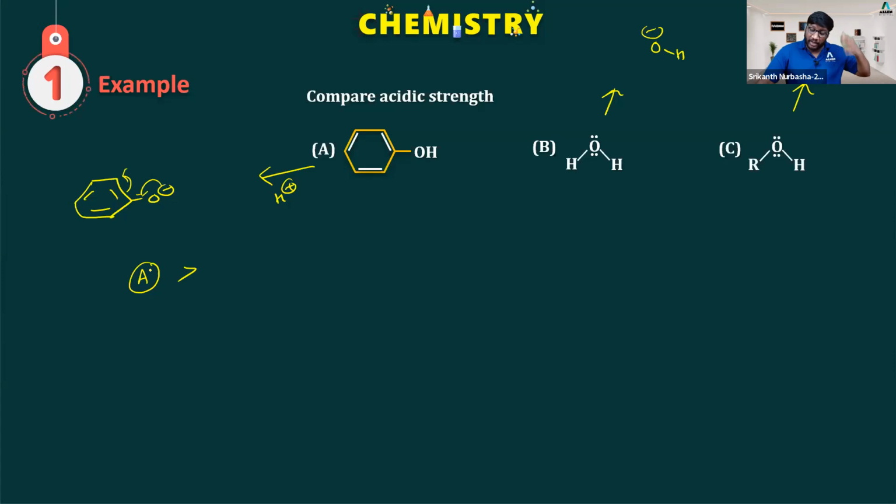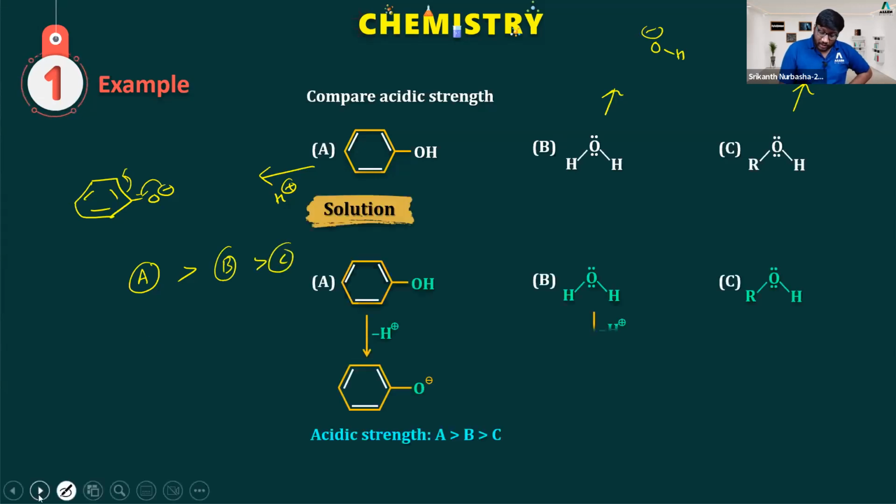How to compare B and C? Inductive effect. You apply inductive effect, what will you get? B and then C, because CH3 is electron releasing, so it will be unstable. A greater than B greater than C, that will be the right order. So phenols are going to be more acidic than water, and water and alcohols are going to be least acidic.